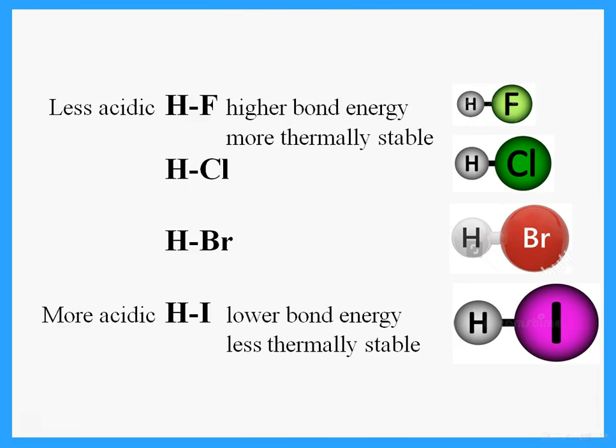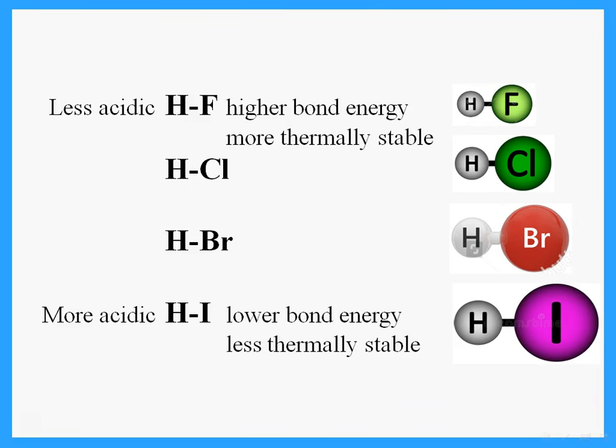Okay, if we're looking at hydrogen halides, HF, HCl, HBr, HI, again, as we go down the group, the halogen atom gets bigger, and that means the bond between the H and the halogen will get weaker as we go down, since the bonding pairs of electrons are less strongly attracted to the positive nucleus that is further away. So this bond will need lower bond energy, and the one at the bottom of the group will be less thermally stable.